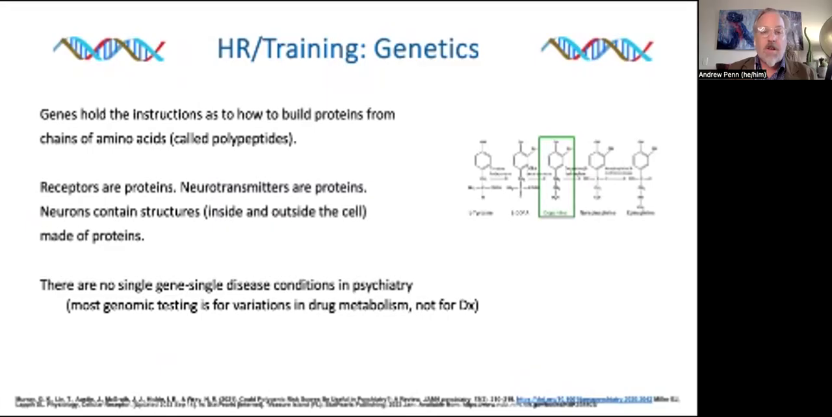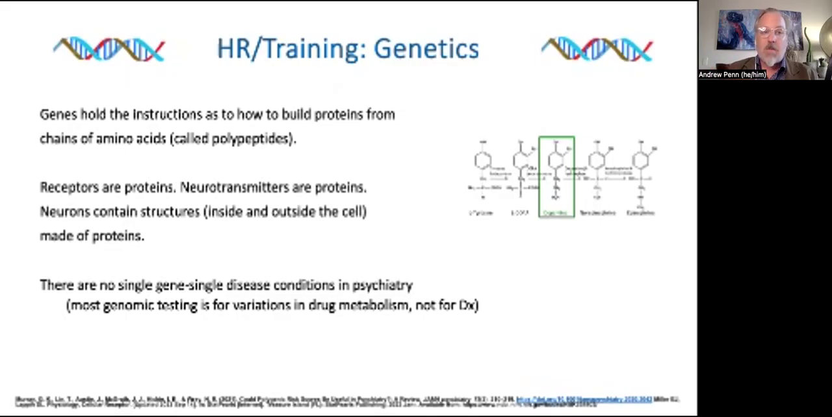So starting off at the top, HR and genetics. HR and training comes from our genes. And the genes are really a set of instructions that tell the body how to build proteins. Now, pretty much most of the things that we're talking about in discussion of psychiatry ultimately boils down to proteins. Receptors are proteins, neurotransmitters are proteins, and inside of neurons are additional structures that are made from proteins. So these protein instructions are really important because mutations of them may result in diseases.